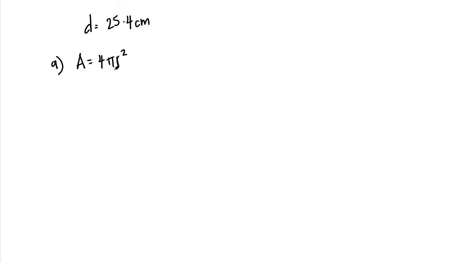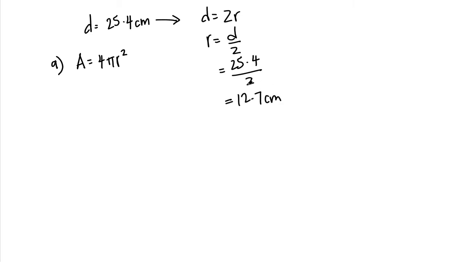Before we can calculate the area, we can see here that our formula includes the radius, whereas we're only given the diameter. But we know that the diameter equals twice the radius, and the radius is half the diameter. So as long as we have the diameter, we can find our radius by dividing it by 2, giving us 12.7 centimeters for our radius. Let's plug that into our equation and solve for A.